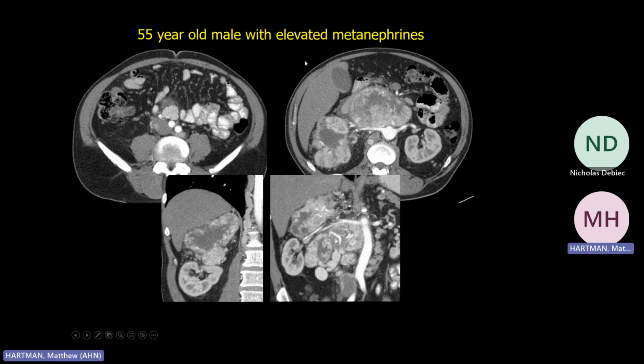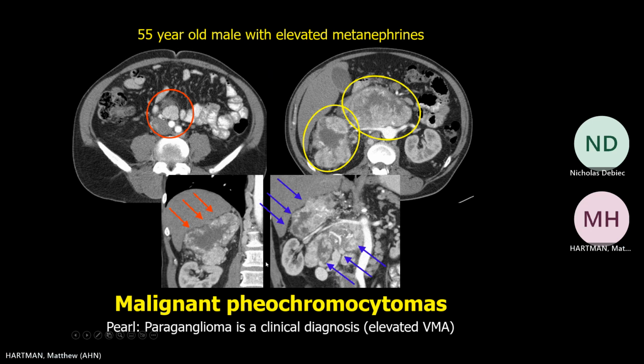55-year-old male with elevated metanephrines. Again, it's very lucky we have the laboratory value. What are we seeing? Multiple heterogeneously enhancing masses. They're centered in the retroperitoneum, central necrosis. This is a malignant pheochromocytoma.